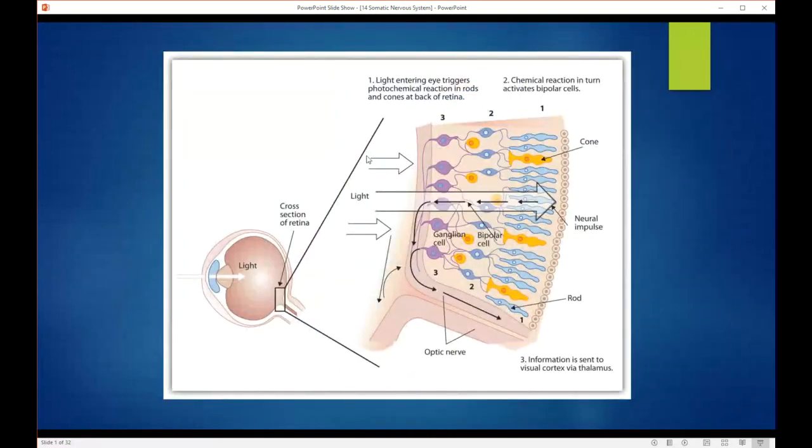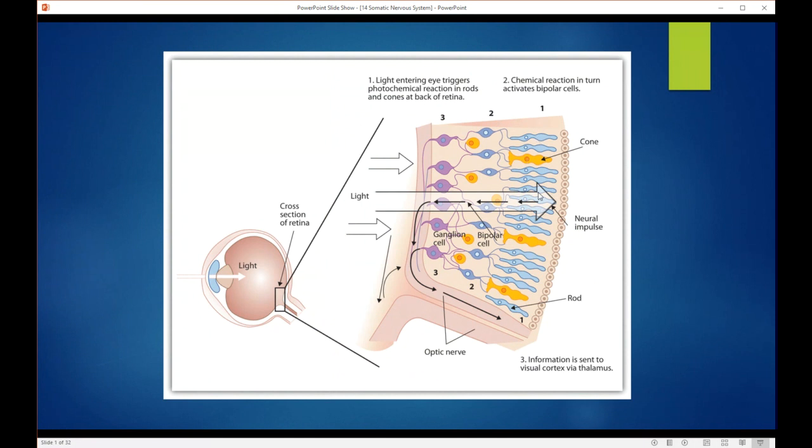So when the light enters the back of the eye, it's going to trigger that photochemical reaction within those rods and the cones along the back of the eye. So here are those rods and the cones along the back of the eye, the light is shining all the way through. These are the cones. The blue ones are the rods. And as you can see, there are a bunch more rods than cones. Okay, so low light, bright light.